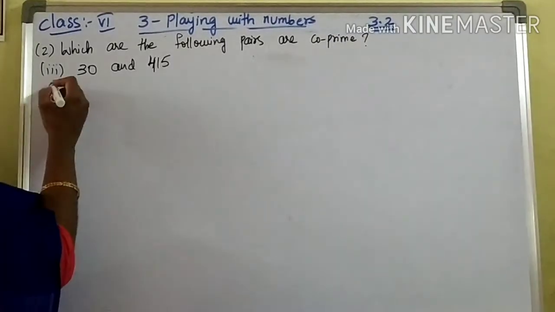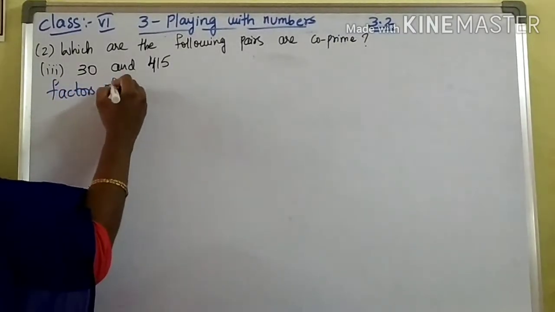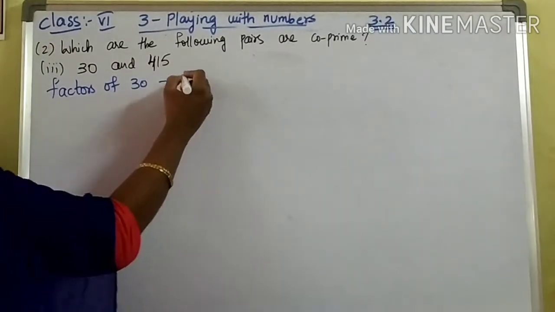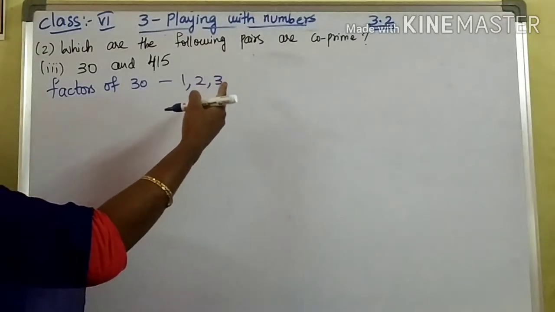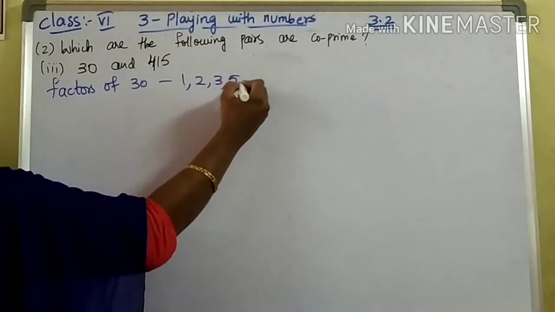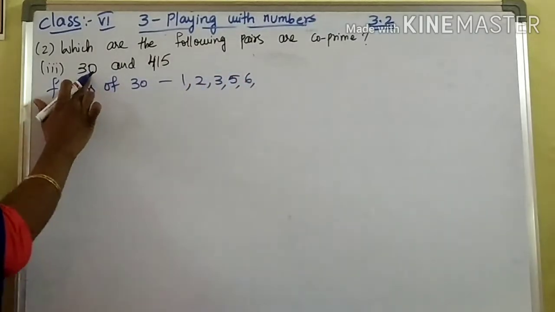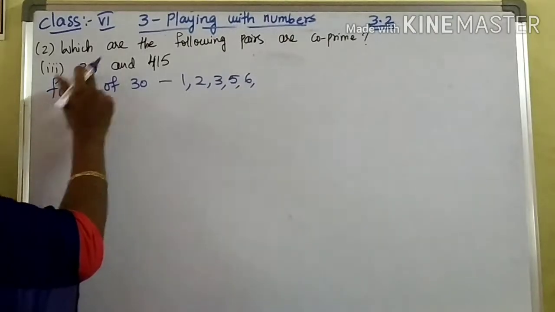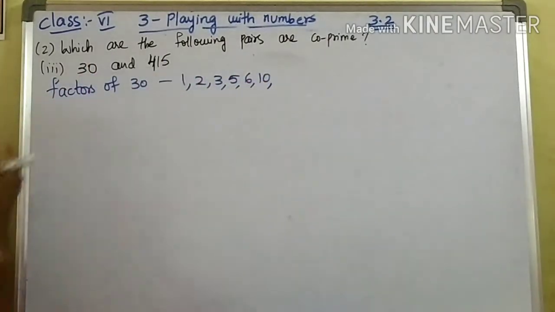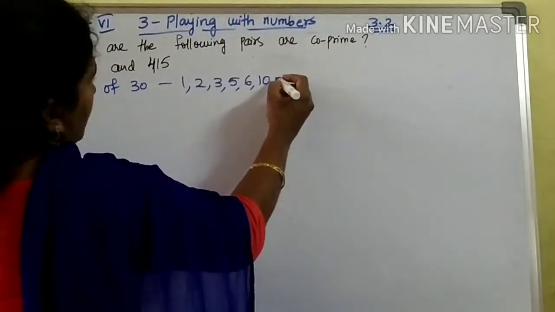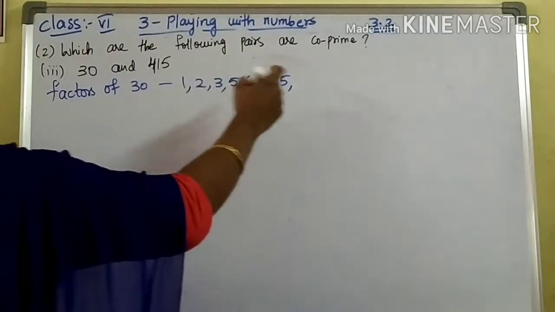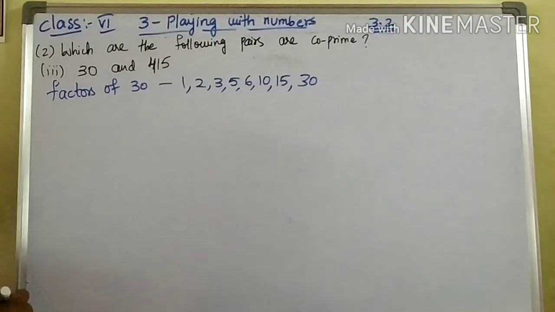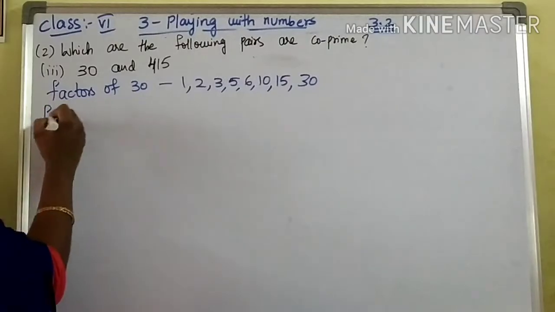Next, the third one. We will find the factors of 30. What are the factors of 30? 30 will go in the 1 table, 2 table, 3 table. Will it go in the 4 table? No. 5 table, 6 table, 7? No. 8? No. 9 table? No. 10 table? Yes. Next, after 10, it will go in the 15 table. After 15, it will go in 30. So the factors of 30 are 1, 2, 3, 5, 6, 10, 15, 30. Right? Now the factors of 415.